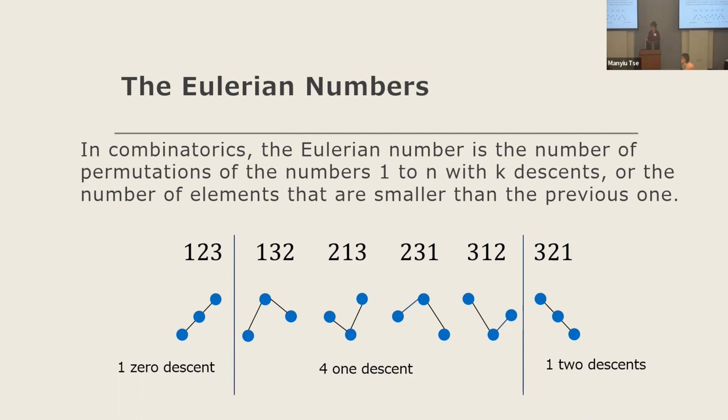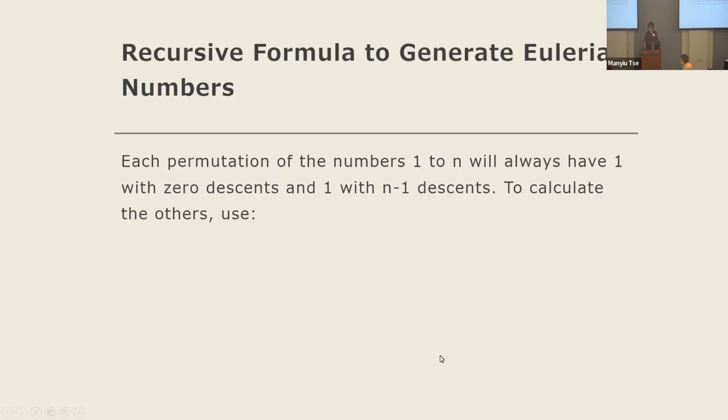And it's pretty obvious from this that you'll always have one that has no descents and one that has n minus 1 descents. The 0 descents are the straight line up, and the n minus 1 descents are the straight line down. But it's harder to get the numbers inside. So there's luckily a recursive formula to generate the other entries, which is t of n,k equals n minus k times t of n minus 1, k minus 1 plus k plus 1 times t of n minus 1, k.